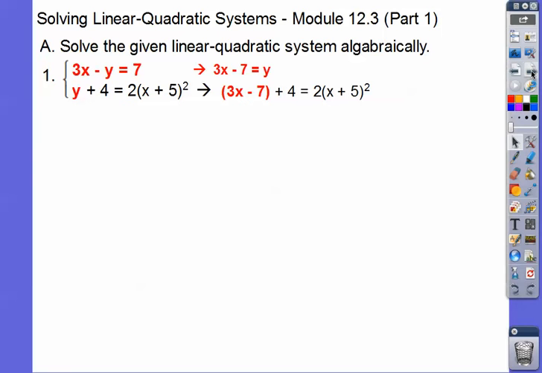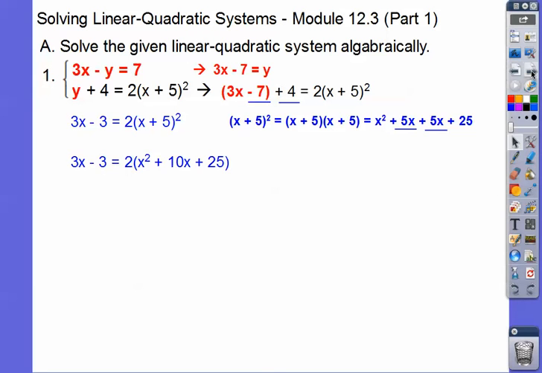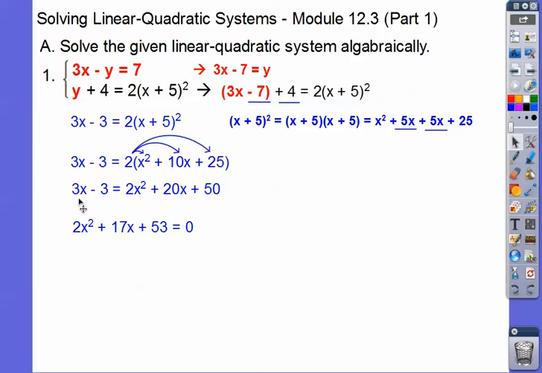And then combining like terms, negative 7 plus 4 is negative 3. All right, and then we're going to go ahead and FOIL this out. x plus 5 times x plus 5 is right here, so we get x squared plus 10x plus 25, and then we'll distribute the 2 through, and we're going to get a quadratic that we want to equal 0. Quadratics, we always want it to equal 0, so we can use our great factoring skills. When I subtracted 3x from both sides, 20x minus 3x is 17x, and then we added 3 to both sides and we get 53.